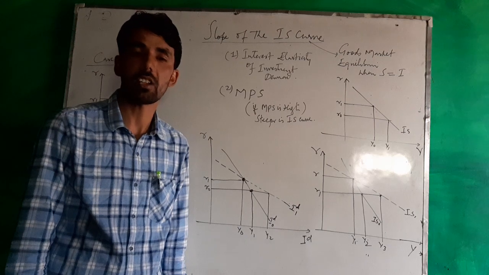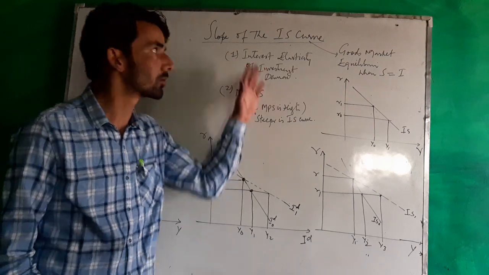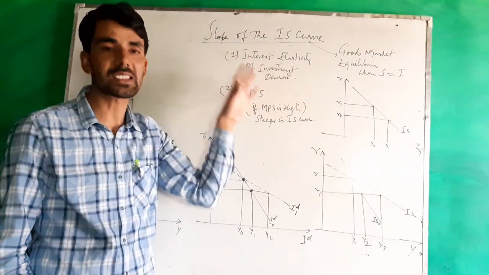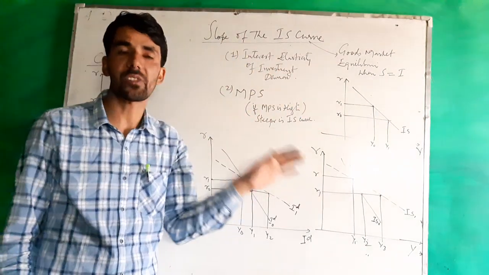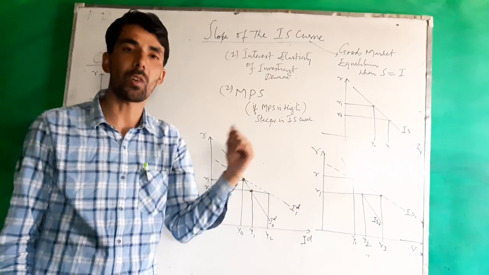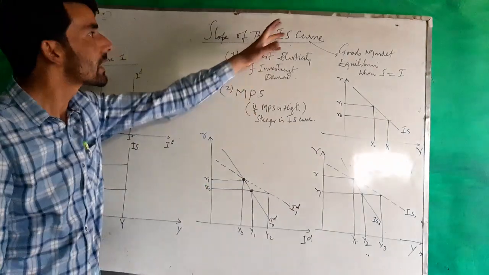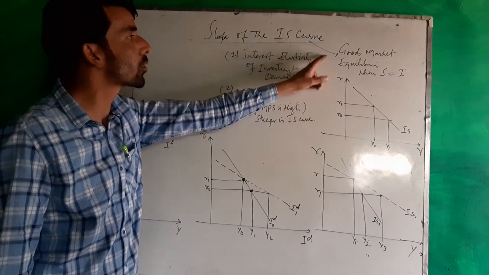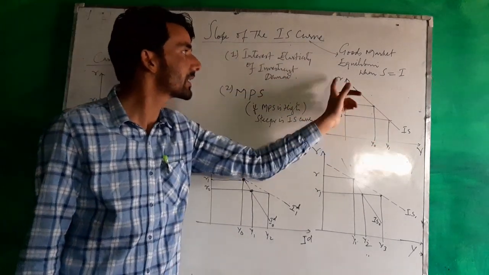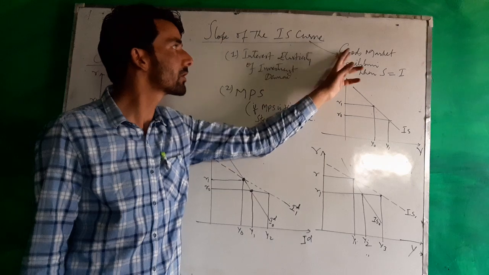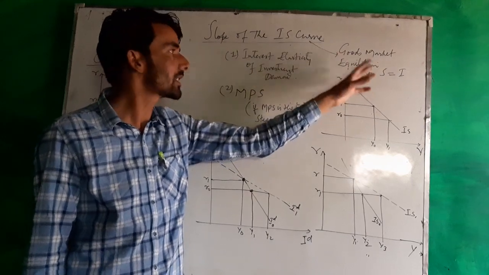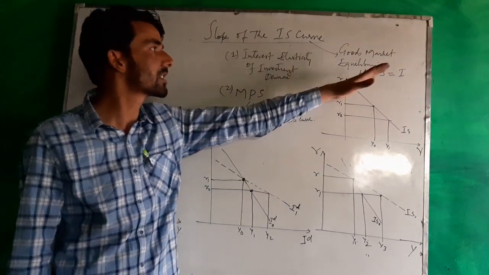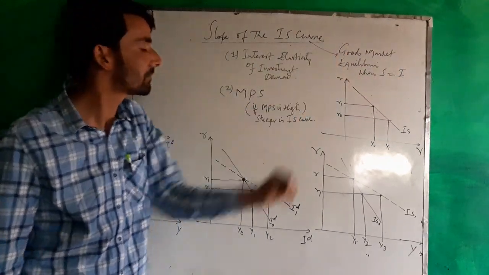In this video, I will talk about the slope of the IS curve. By slope of the curve, we mean the steepness, whether the curve is flat, steep, or a vertical line. The IS curve shows those combinations of income and the rate of interest that produce equilibrium in the goods market, that is, when saving equals investment. Those combinations equate saving with investment.